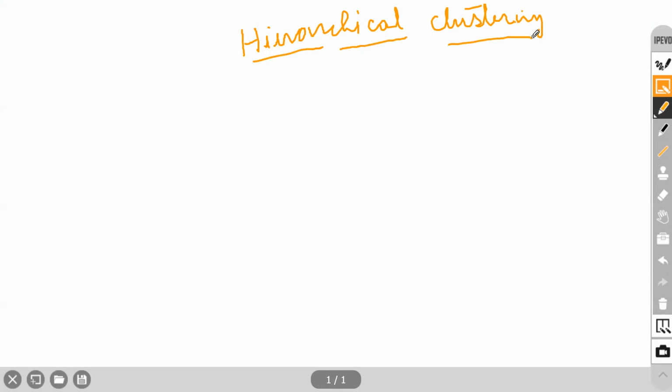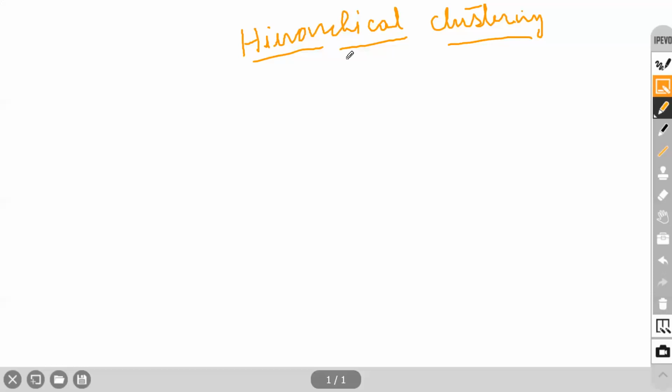Okay, so today we will talk about hierarchical clustering. You can understand the meaning of hierarchy, right? It is based on levels. So level by level, we will be trying to create a cluster. This is hierarchical clustering.